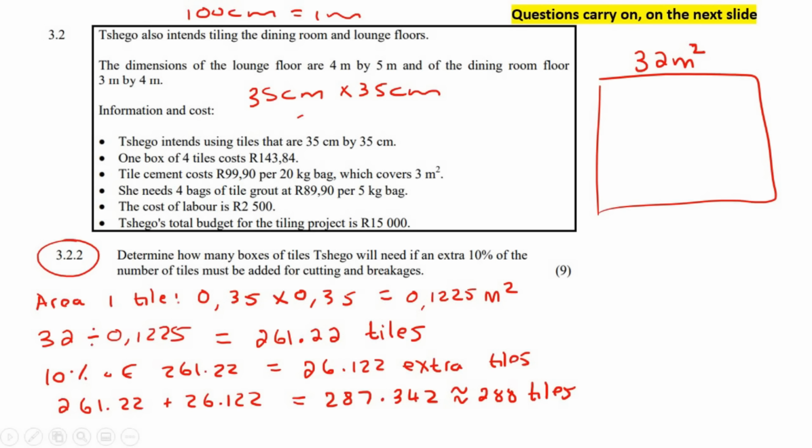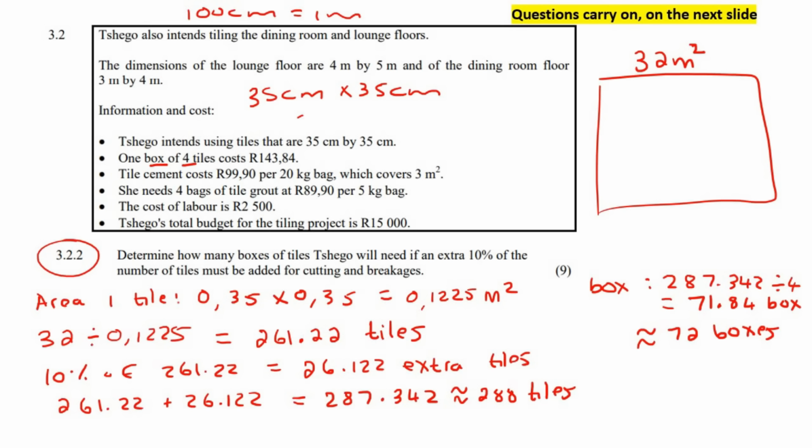Okay, now remember that one box has 4 tiles. So how many boxes would we need? Well, to work out the boxes, you could then say 287.342 divided by 4. And that'll be 71.84 if you round to 2 decimal places. But now you can't say you want 0.84 of a box. So we're going to have to order 72 boxes.